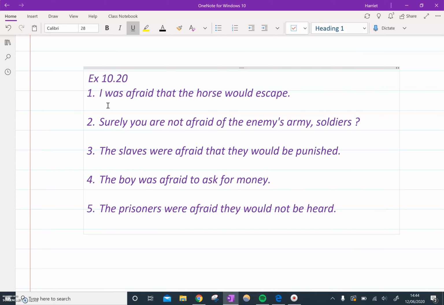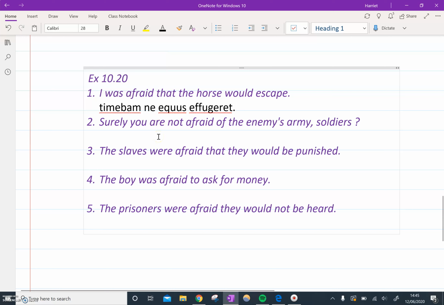So starting with number 1, I was afraid, timēbam. Okay, that, as we now know, we're going to use nē, the horse, equus, would escape. So we need the imperfect subjunctive. As we've established, there's no pluperfect subjunctive in fearing clauses because grammatically it doesn't make sense. So we need the imperfect because this whole fear was in the past. So the infinitive for escape is effugere. And then the horse is a he or a she or an it, so therefore we need a T on the end. I was afraid that the horse would escape.